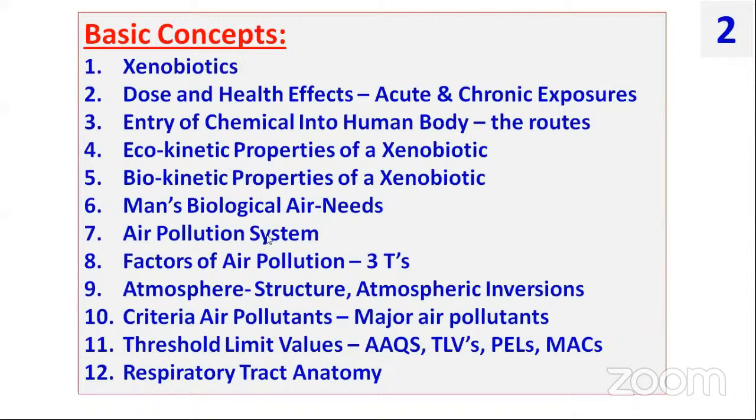What is the structure of the atmosphere? What is the concept of atmospheric inversion? What are those criteria or index pollutants which are so common, so few to study, so that we can delineate and talk about the pollution of a particular region where we have studied major air pollutants? Then the concept of threshold limit values, that is standards, ambient air quality standards, threshold limit values, permissible exposure limits, maximum allowable concentration. One sentence each, we will learn how that concept becomes important.